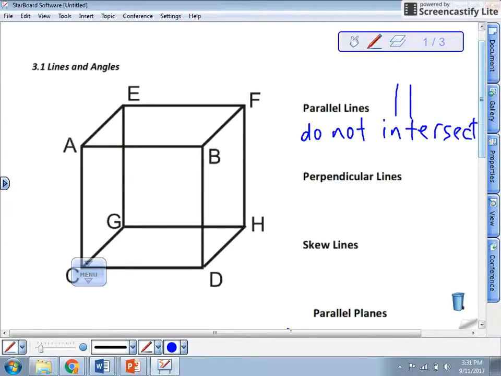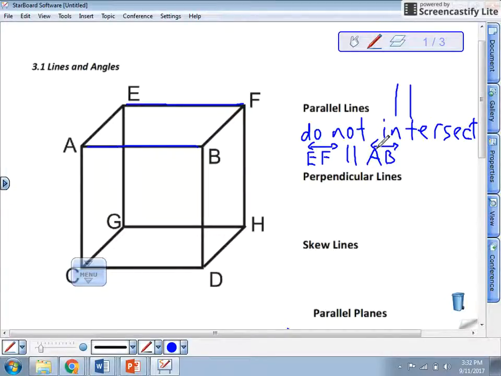So if we're going to do an example of parallel lines in this picture, we could say that line EF, with the symbol for line above it, is parallel to line, if I looked at this one, AB. There's an example of parallel lines.